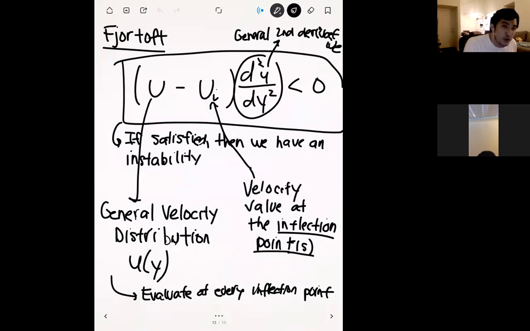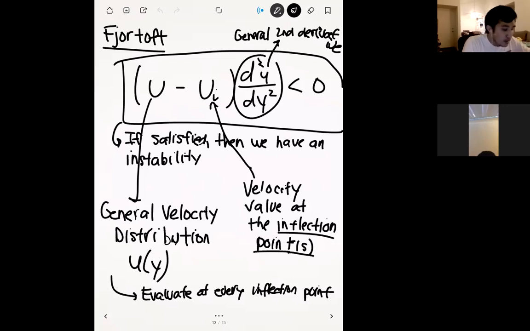So there's 3 terms that you need to do here. So there's u. u is going to be our general velocity distribution. d squared u dy squared, that's going to be our general second derivative. So usually those are going to continue to be functions of y. And then you're going to subtract u at I. So ui, remember, that's a single value of velocity at the inflection point.